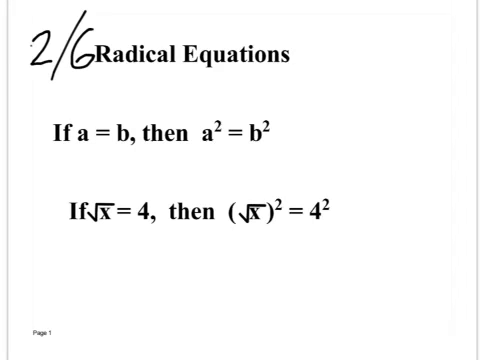If a equals b, then a squared equals b squared. If we square one side, we can square the other side, and they will still remain equal. So if we have the square root of x equals 4, then what I can do is square both sides, right? Because what happens when you square a square root?